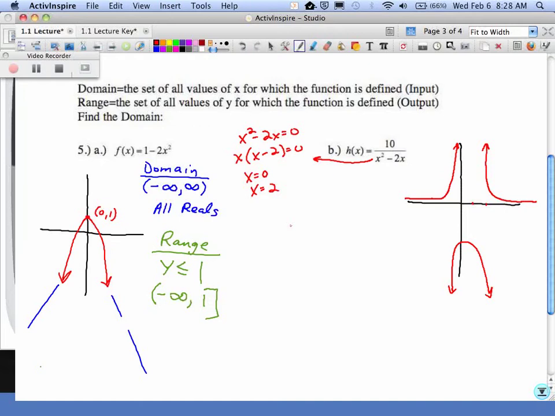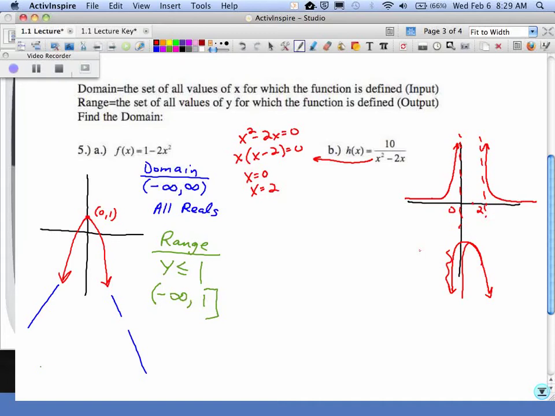Why are those two values important in this problem? They make that bottom 0, right? We can't divide by 0. So they're critical values because it's undefined. And that's why this one should be more like this. So where those two graphs come up against what we call vertical asymptotes, they're sitting at 0 and 2.